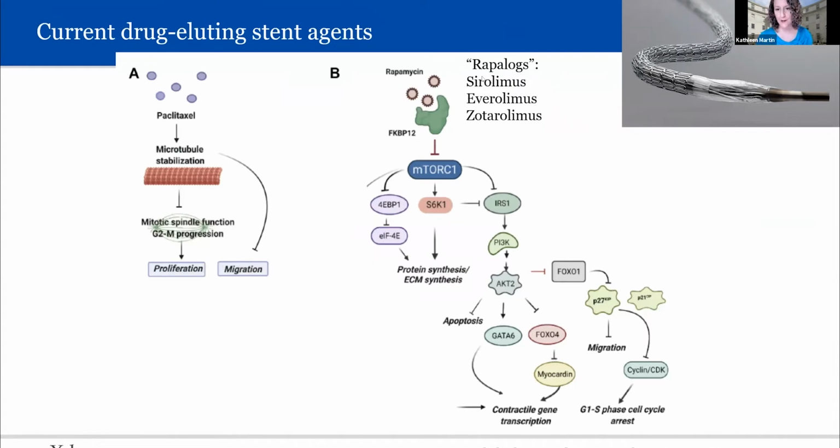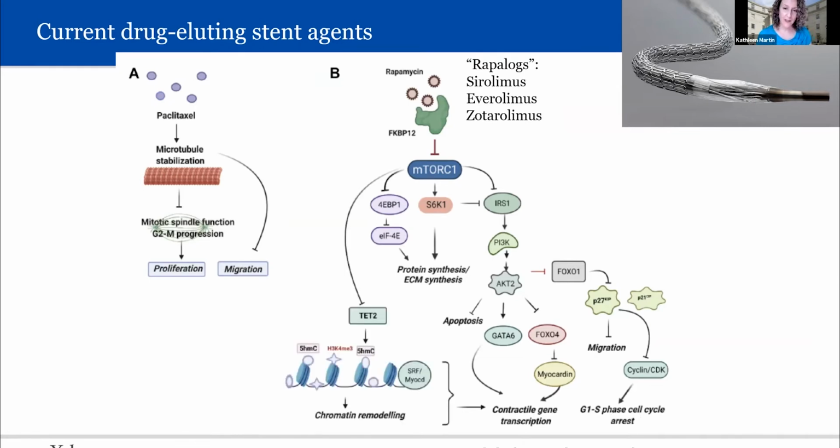The rapamycin family of drugs inhibit the mechanistic target of rapamycin, mTOR, which is a master regulator of growth in the cells. It regulates growth and biosynthesis processes, including protein synthesis. Our lab has also shown that inhibiting mTOR with rapamycin promotes an array of transcription factors that promote this contractile gene transcription, and also inhibit cell cycle machinery. More recently, we found that the mTOR pathway also regulates an epigenetic regulator, TET2, that has profound effects on smooth muscle phenotype.